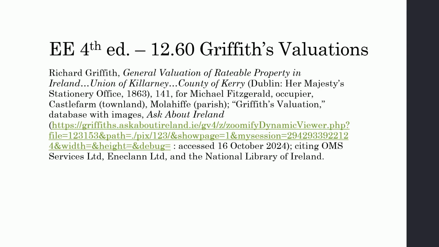So in Evidence Explained, it gives kind of some ideas for how to cite this. So following that, I created the following citation. Richard Griffith, who is the creator of the volume, and then the title, but the title is so long that instead of putting the full title, Elizabeth Shown Mills shows in Evidence Explained that you can use 3 dots to skip to the important parts of the title. So general valuation of rateable property in Ireland, Union of Killarney, County of Kerry.